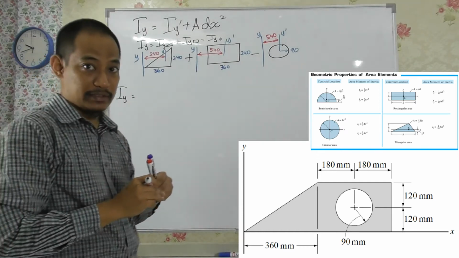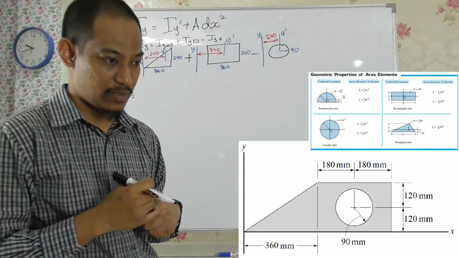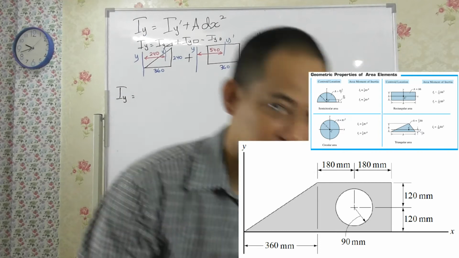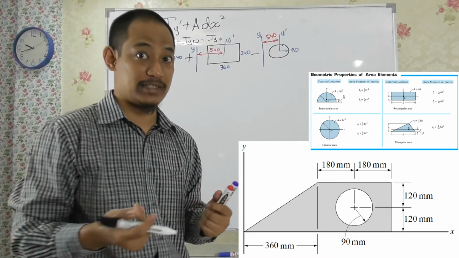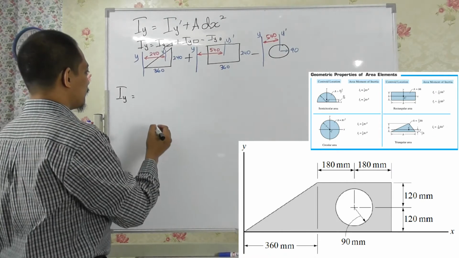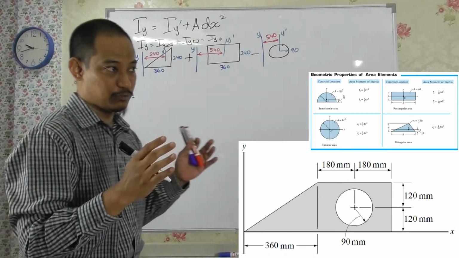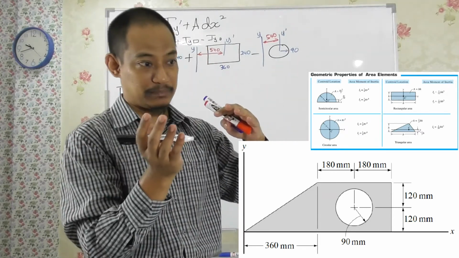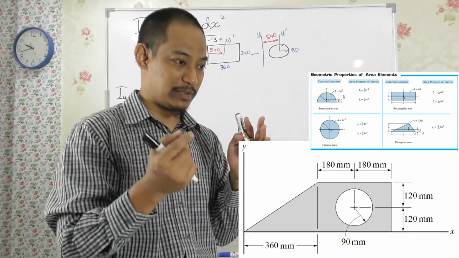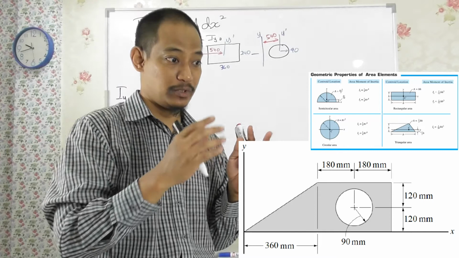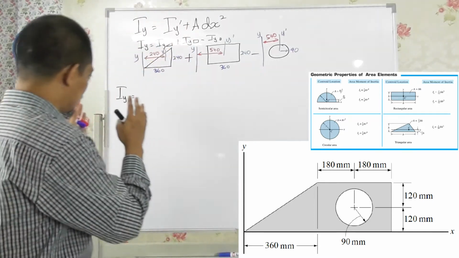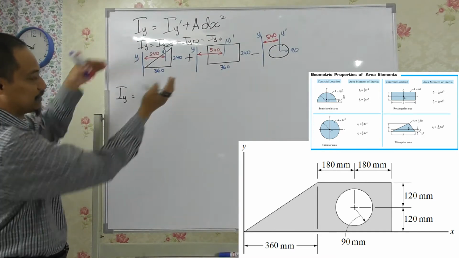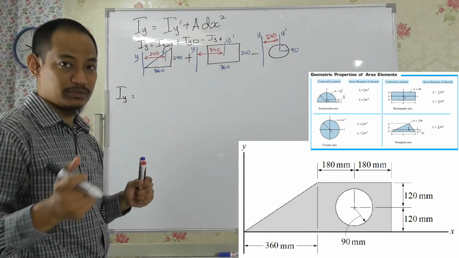This is where we look at the table. For a triangle, it is 1/36 BH cube. That is for x, because the base is along x. When it is Iy, you have to tilt it, so either it becomes 1/36 HB cube, or you see it tilted 90 degrees, where this is B and this is H. Either way, as long as you get it correctly.